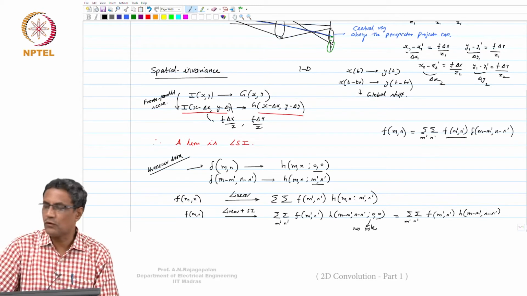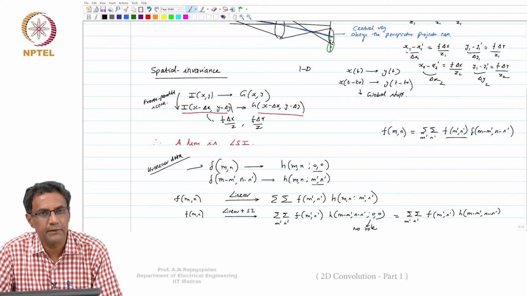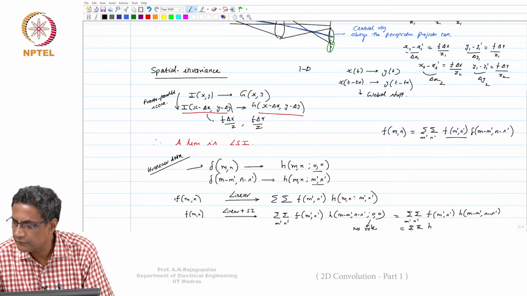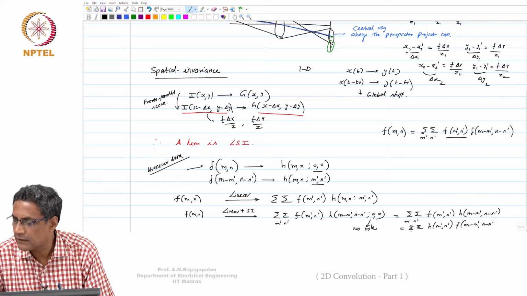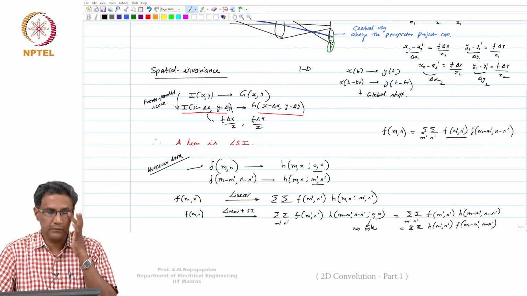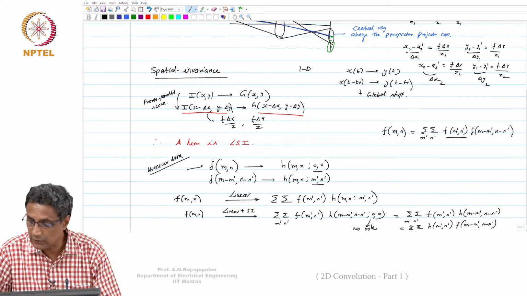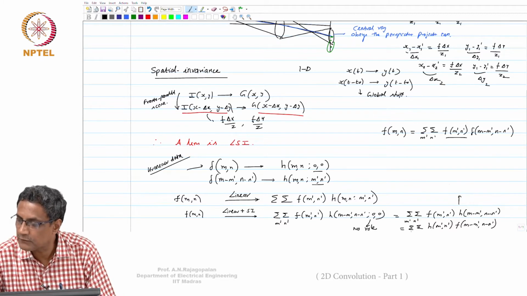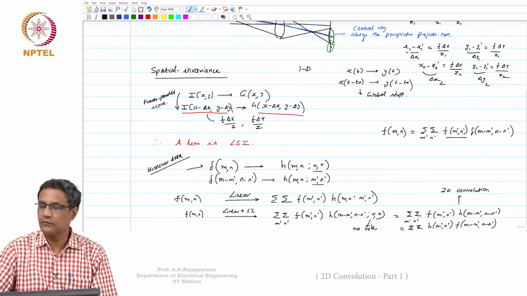Or this is the same as h(m prime, n prime) f(m minus m prime, n minus n prime), summed over m prime and n prime. All of that holds, whatever we have for the 1D situation. H convolution f is the same as f convolution h, all of that will still hold. So this is actually called a 2D convolution. It's very simple to implement, right?